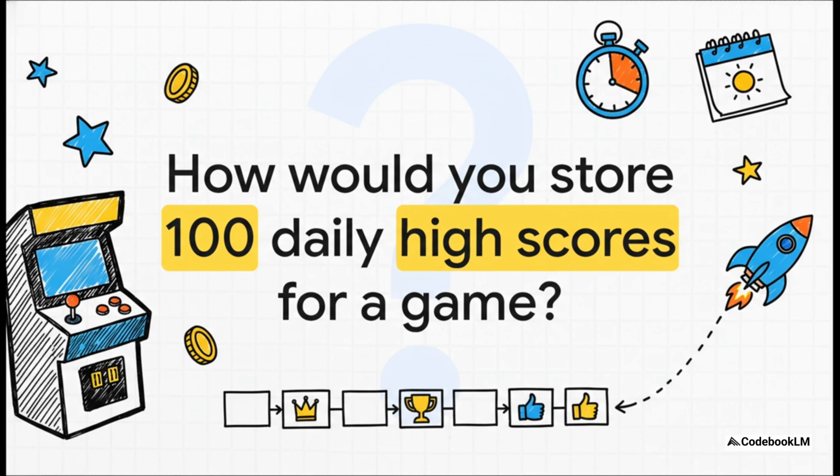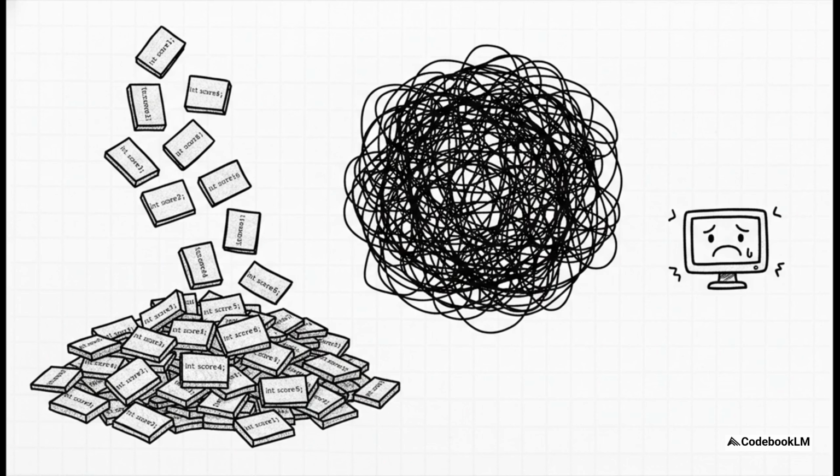Okay, so let's start with a real-world problem. Imagine you've built a game, people love it, and now you need to store the top 100 high scores for each day. How would you even begin to tackle that? What's your first instinct? Well, you could create 100 separate variables, right? Score 1, score 2, score 3, but I think you can already see where this is going. It gets messy, and it gets messy fast. It's clunky, super repetitive, and honestly, it would be an absolute nightmare to manage.